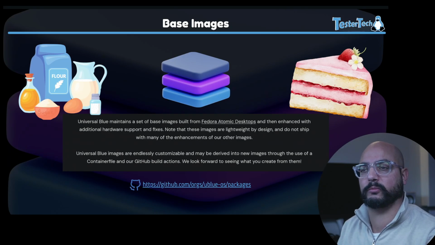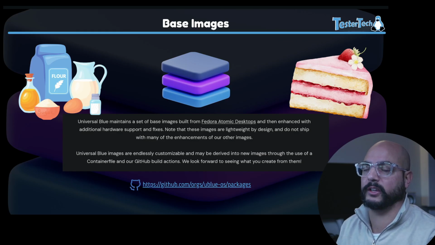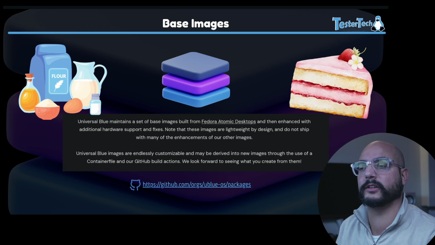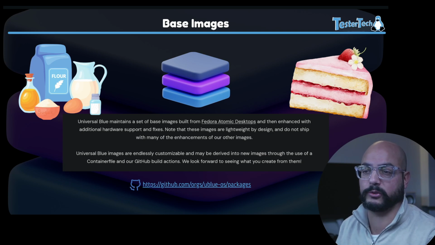Well, before I explain what variants are, let's first look at base images, because that's a key component of creating many of the variants. You could look at the base image kind of like ingredients to make layers in a cake, because containers are layered. And Universal Blue maintains a set of base images built from Fedora Atomic desktops, I already said that, and then enhanced with additional hardware support and fixes.